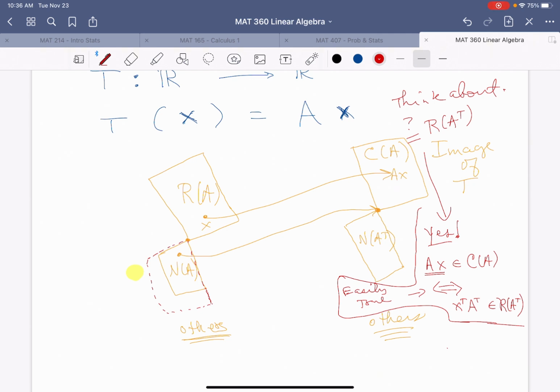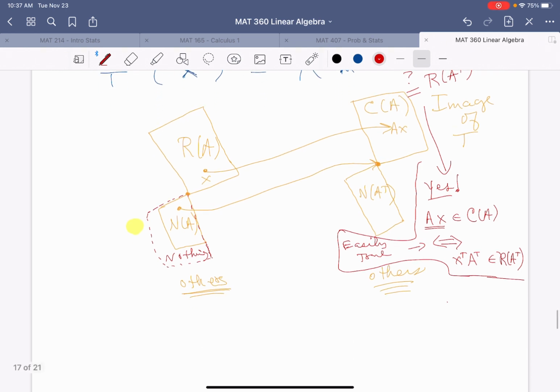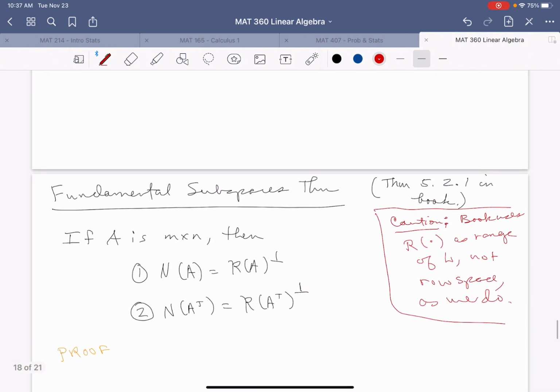So we've already proven that the row space of A and the null space of A are orthogonal. So we can pretty well say that at least we know that the null space of A is a subset of the orthogonal complement of the row space. But we're going to show that in fact they're equal, and there's basically nothing else in the orthogonal complement of the row space except what we have from the null space of A. And that's what the book calls the fundamental subspaces theorem.